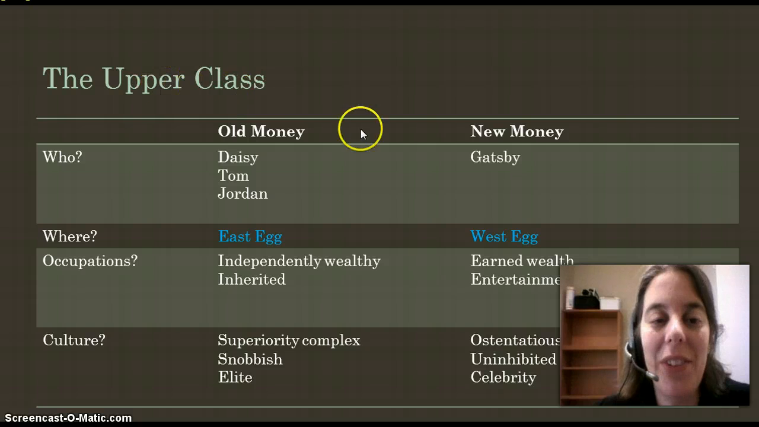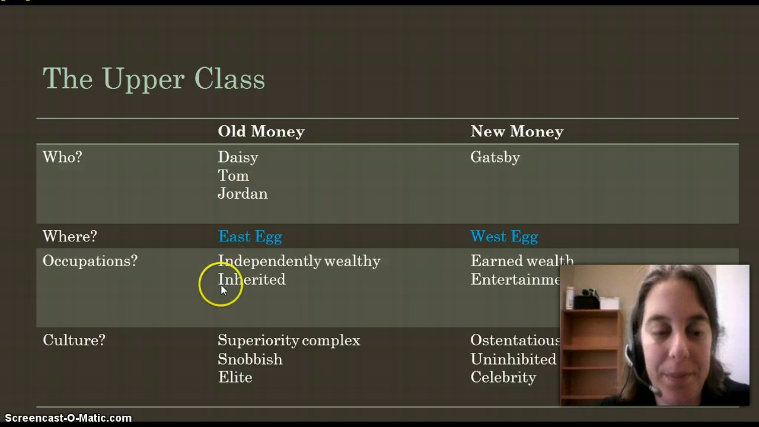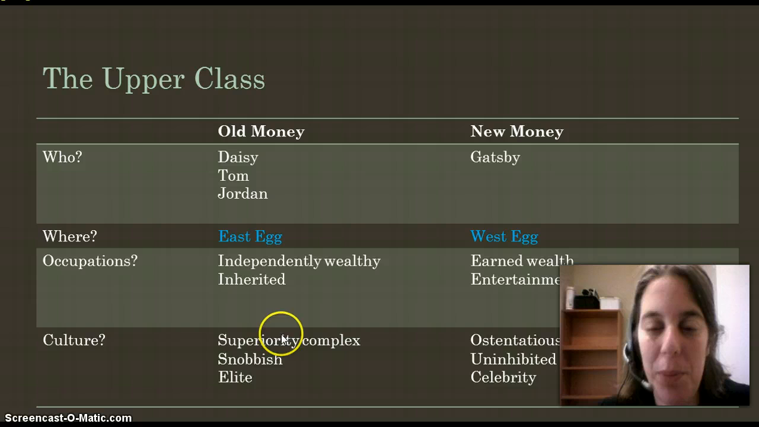The upper class is clearly divided into two types, old money and new money. Old money are the East Eggers. They are the ones who are independently wealthy. They inherited their money. Trust fund babies. These are Daisy, Tom, and Jordan. Their culture seems to be a bit elite, snobbish, superior.